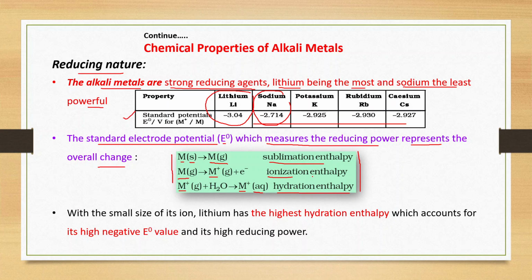Now if we see the value of lithium, the ionization enthalpy is maximum because of the smallest size of lithium among alkali metals, but still it is a powerful reducing agent because the lithium ion, that is Li+, is smaller in size, so its hydration enthalpy is highest. So we can say with the small size of its ion, lithium has the highest hydration enthalpy, which accounts for its high negative E naught value and its high reducing power.